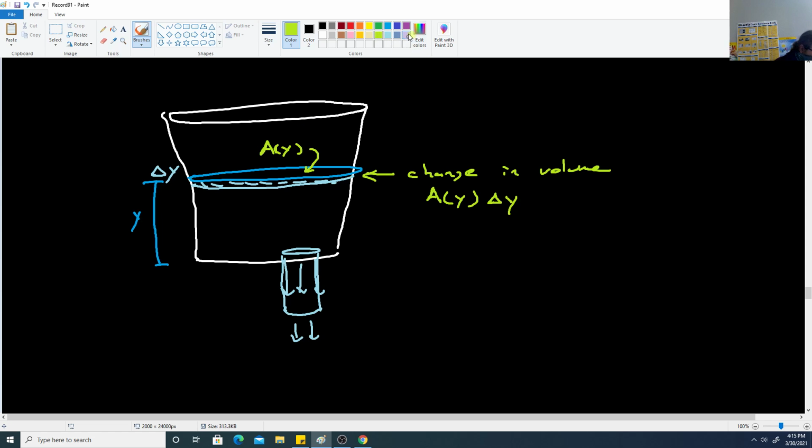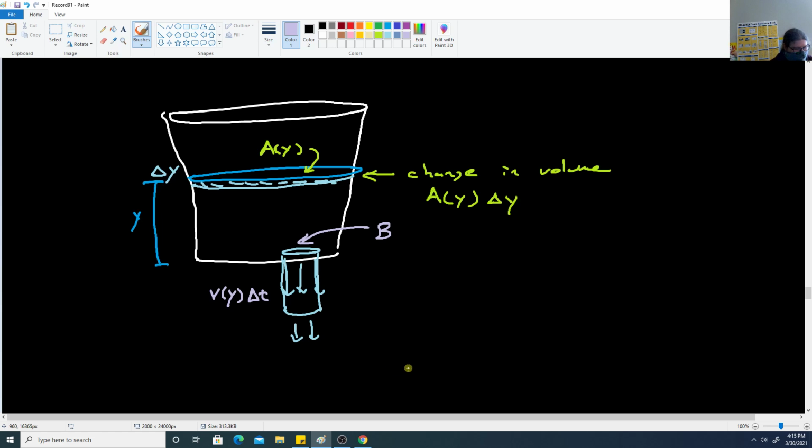Suppose the hole in the bottom of the bucket has area B. And then as the water falls out, it falls out at a certain velocity that depends on the height of the water in the bucket. The more water in the bucket, the more gravity of the water column is pushing down, so the water will come out faster. So we have V of y times delta t.